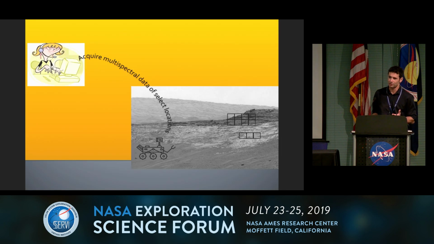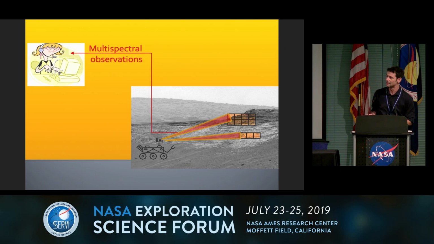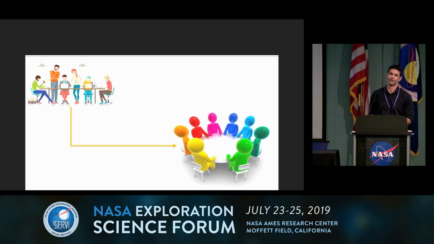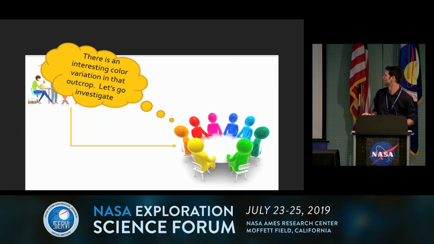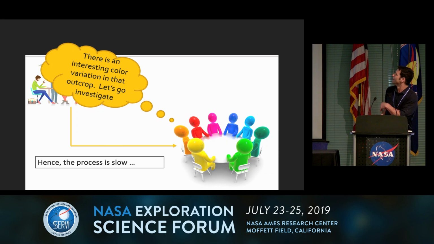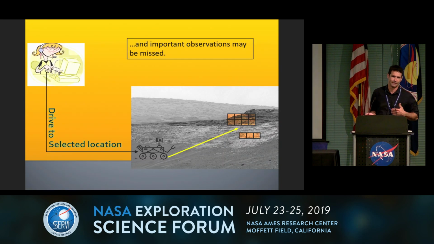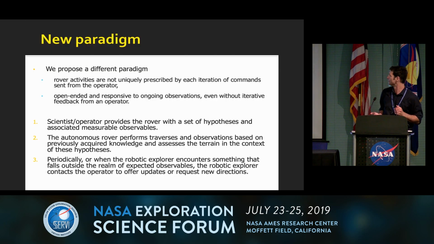So basically, because they're data limited, those little squares over there are the few places where they can actually do the data collection. So the robot collects the data, sends it back to the Earth, and once again, we have the whole iteration, and so on and so forth. Oh, look, there's something in that outcrop, a little color variation, let's go there. And it just goes on and on and on, and every single step is very controlled.